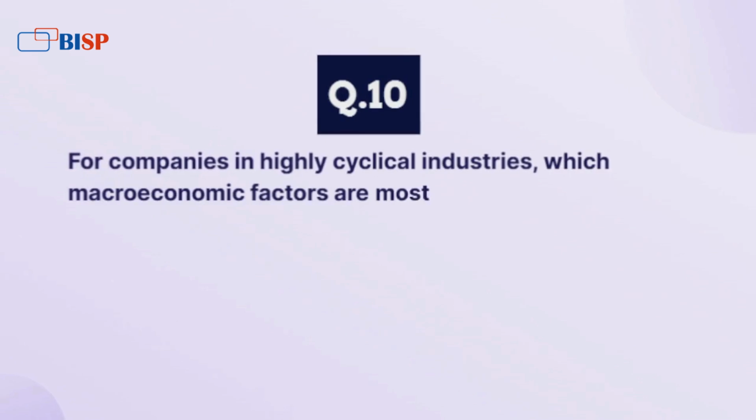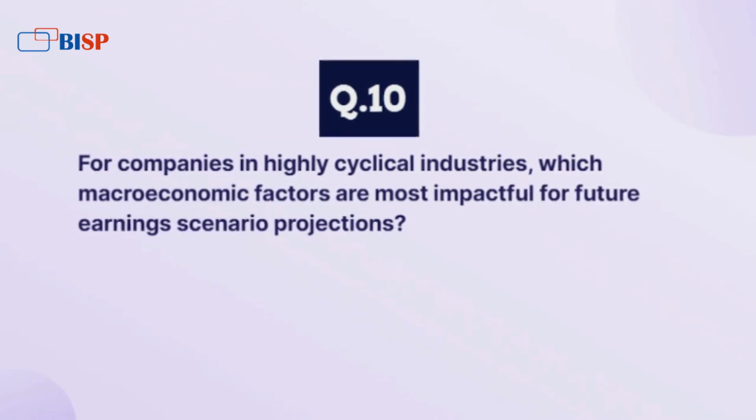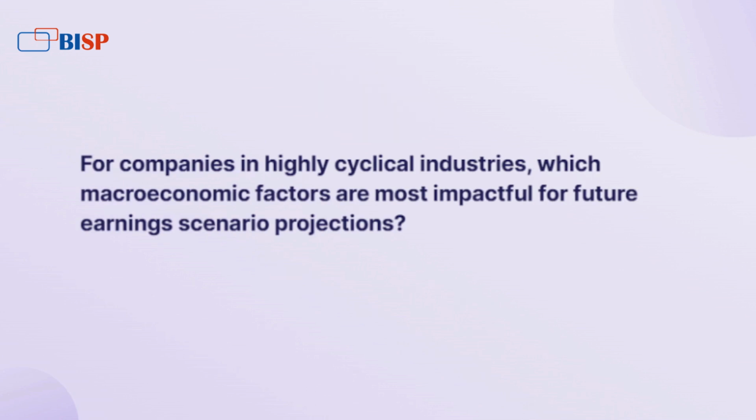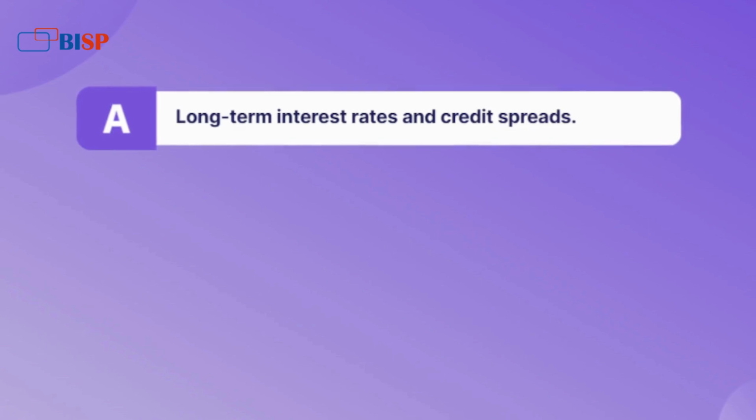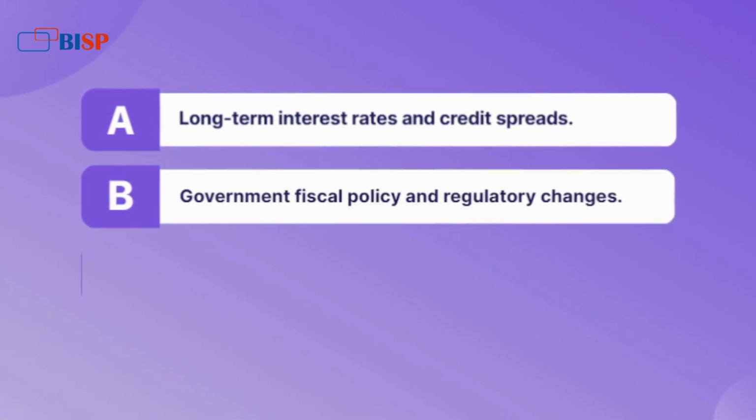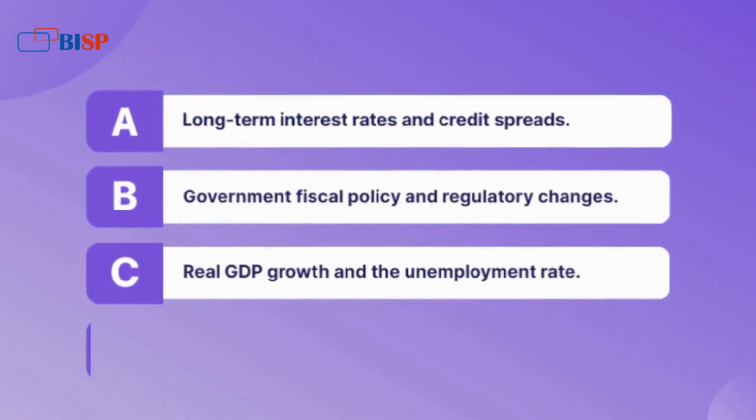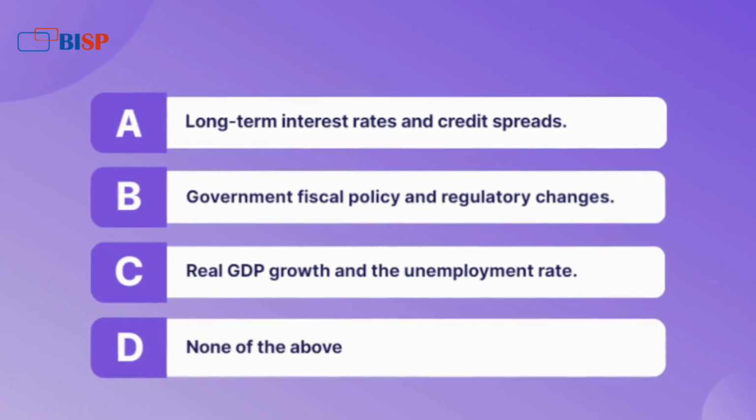For companies in highly cyclical industries, which macroeconomic factors are most impactful for future earnings scenario projections? A. Long-term interest rates and credit spreads. B. Government fiscal policy and regulatory changes. C. Real GDP growth and the unemployment rate. D. None of the above.